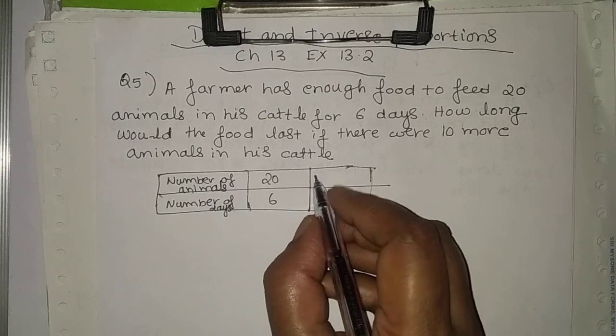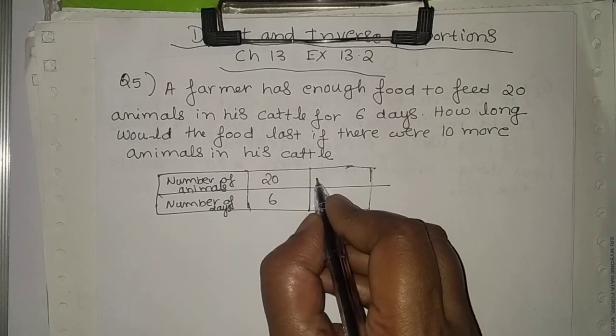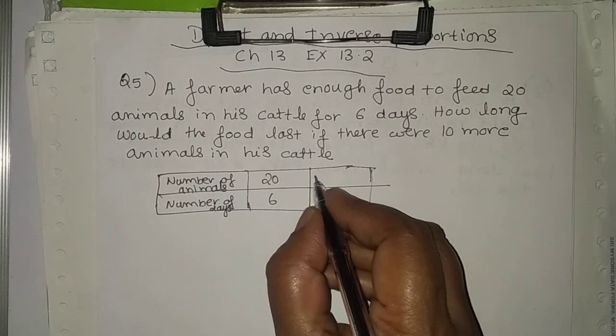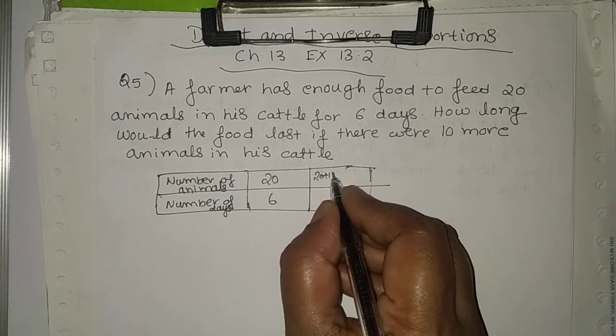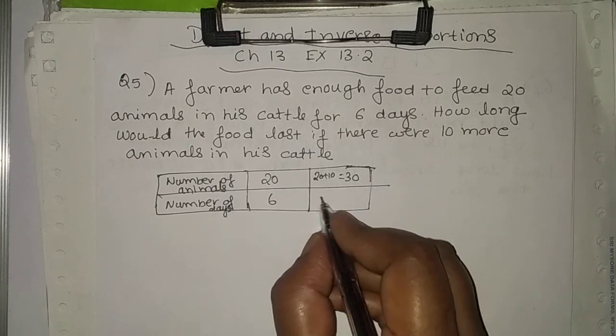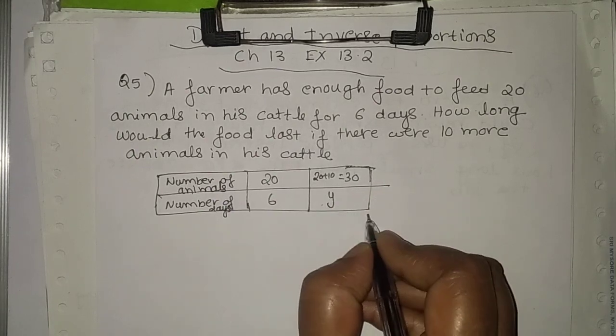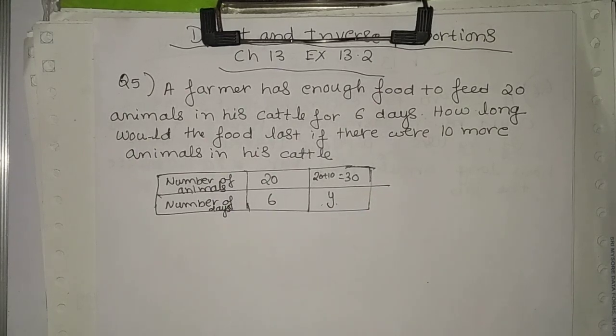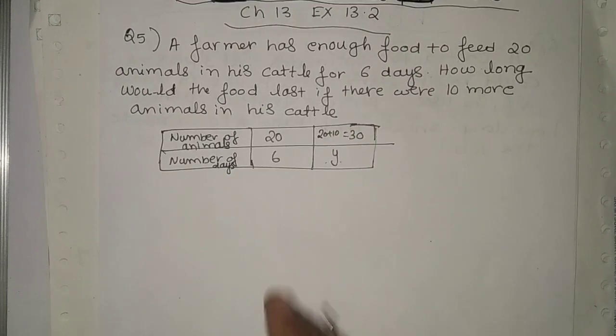And next, we have to add 10 more to this. That is 20 plus 10 is equal to 30 animals. So 10 animals have been increased. So we have to find out how many days the food will last.